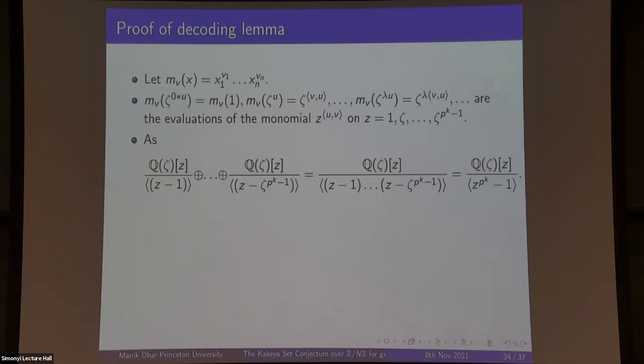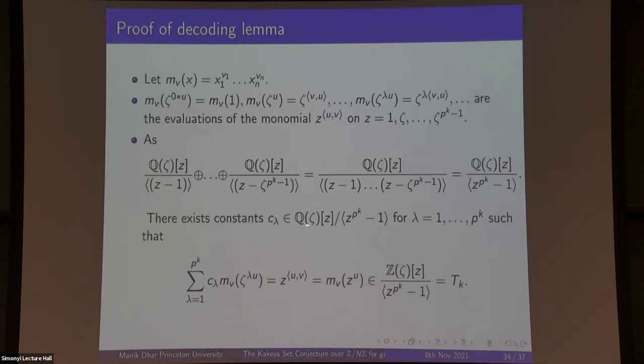Okay? So that means there is some map which starts from these evaluations and spits out a polynomial, an element of this ring. To be precise, there exist constants in this ring such that if you take the linear combination with these constants, that spits out exactly z raised to uv in the ring where you are quotienting by z to the p^k minus 1. But now we seem to have proven our theorem without applying the mod p map. We are actually just over the ring, not the mod p ring. Our coefficients could be rational, but we see that our output has integer coefficients. So things are fine. Okay, so where does the need for mod p come in?